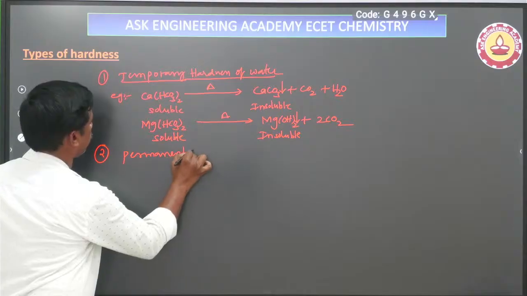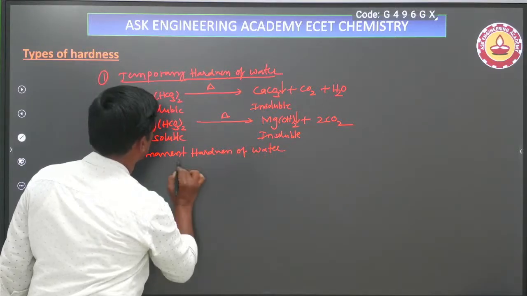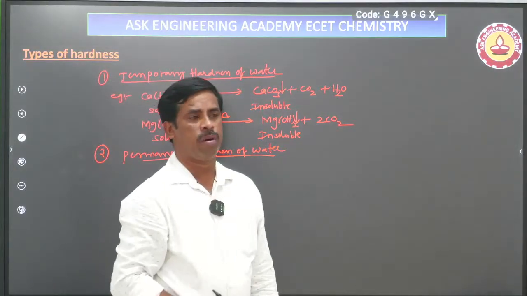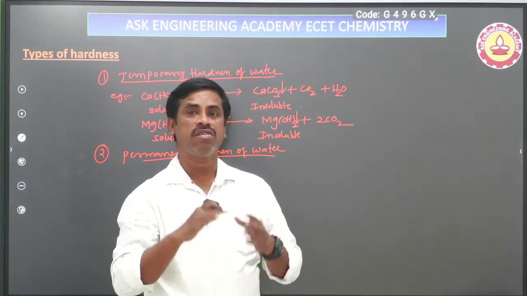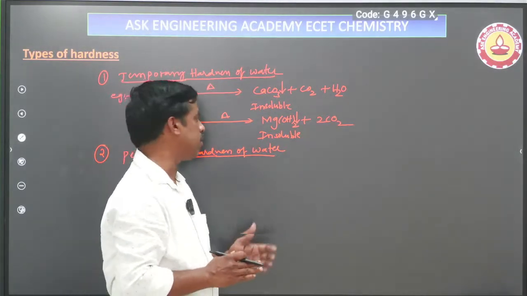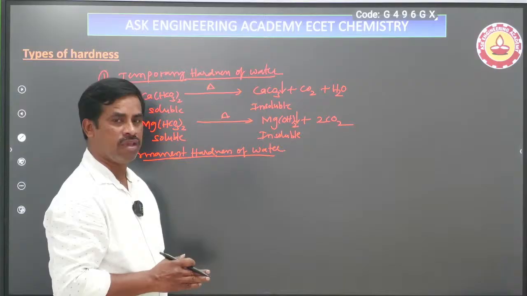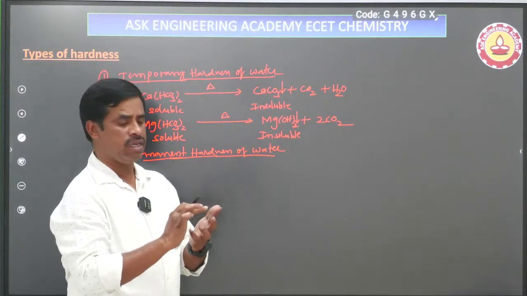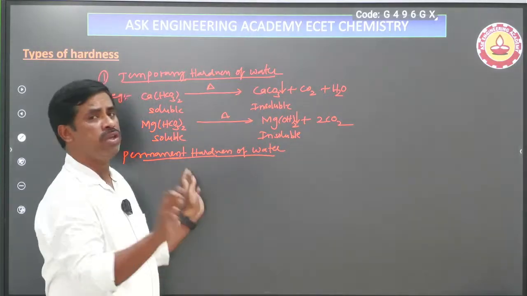permanent hardness of water. Here permanent hardness is caused due to the dissolved salts of calcium and magnesium: chlorides, sulfates, nitrates, etc. This hardness cannot be removed by the simple boiling method, and it can be removed by specific methods like the lime soda method, permutit process and ion exchange process, etc. This hardness cannot be removed by boiling.